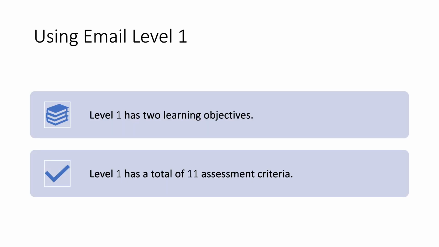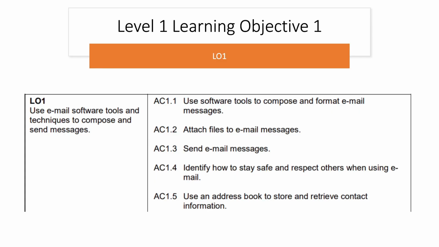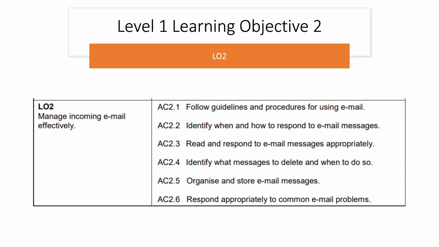Using email level 1, we have 11 assessment criteria. As you can see, it's more or less the same thing. It's again using email software tools and techniques to compose and send messages, and on the right, we have everything we need. The only thing I've noticed that is different, I might be wrong, is 2.6, where it says respond appropriately to common email problems. We'll have a list of the common email problems, and we then show or teach students how to fix or rectify those issues. So that's the only difference between entry level 3 and level 1.